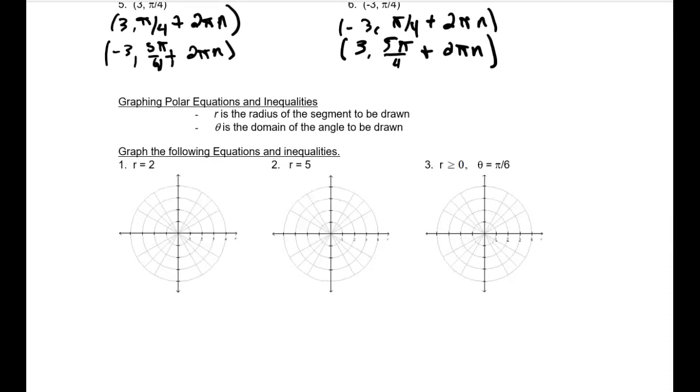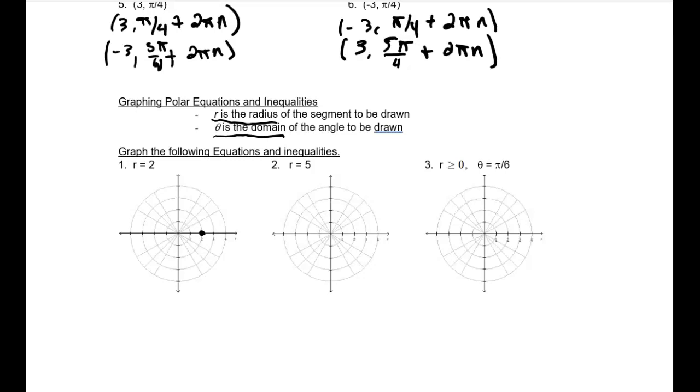Next set of problems is just going to be, instead of just a simple point, what if we have an equation? What if we have an inequality? Still based off the idea that r is your radius, theta is your domain. So if we look at number 1 here, all you're going to see is your r equals 2. So what that means is no matter what angle we're looking at around our graph, around basically the unit circle, you're always going to have a radius of 2.